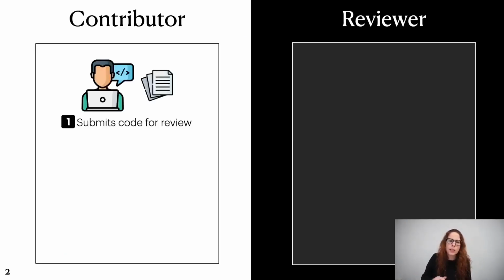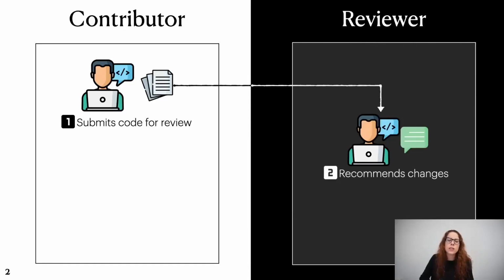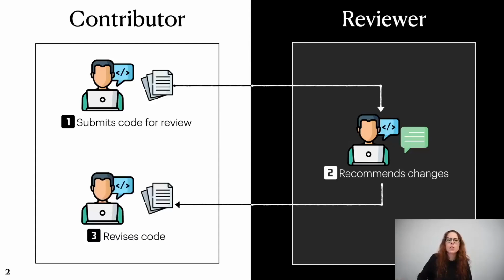First of all, there is a contributor who is the developer writing the code and submitting it for the review. Then the code is reviewed by one or more reviewers who can recommend code changes in natural language. And then the contributor revises the code implementing those changes and creating a new version of the submitted code. And this process can be iterated several times until the reviewer is happy with the implemented changes.